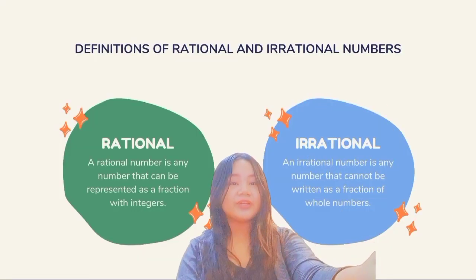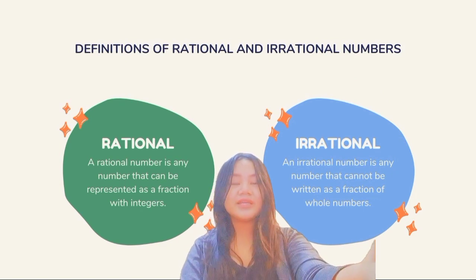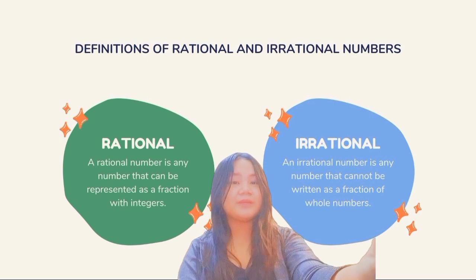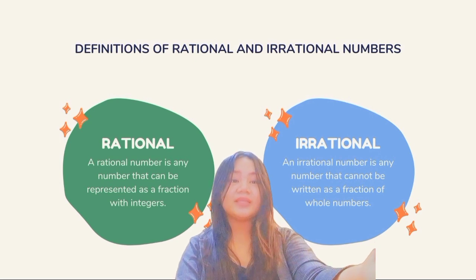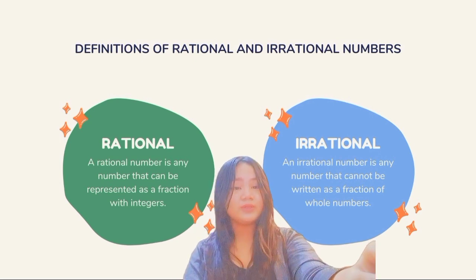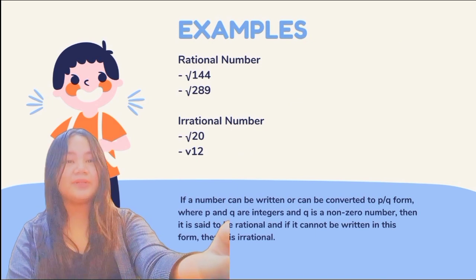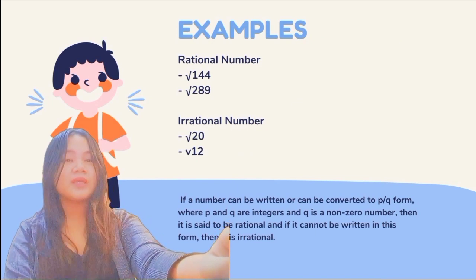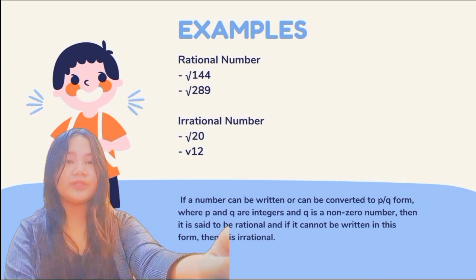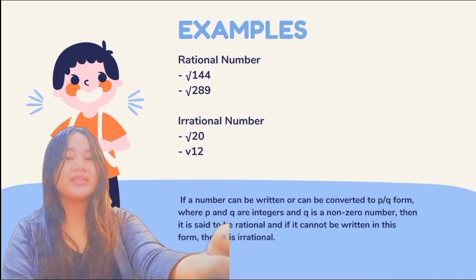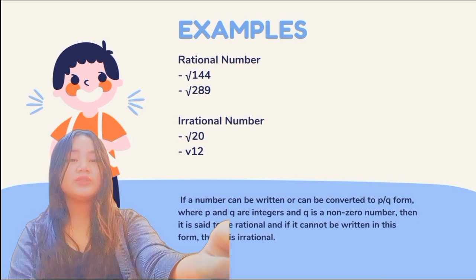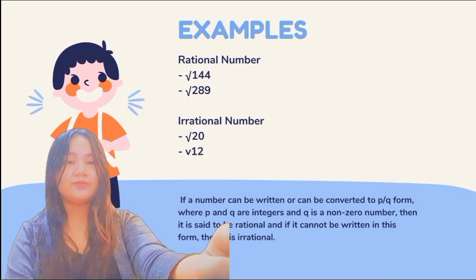Definition of rational and irrational numbers. A rational number is any number that can be represented as a fraction with integers, while an irrational number is any number that cannot be written as a fraction with whole numbers. Examples. Rational numbers: square root of 144 and square root of 289. Irrational numbers: square root of 2 and square root of 12.